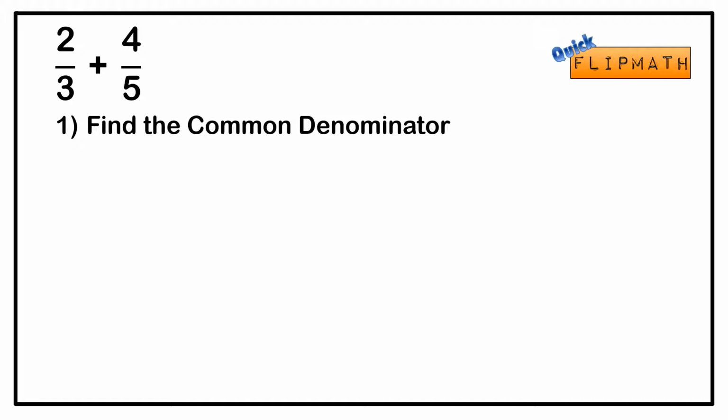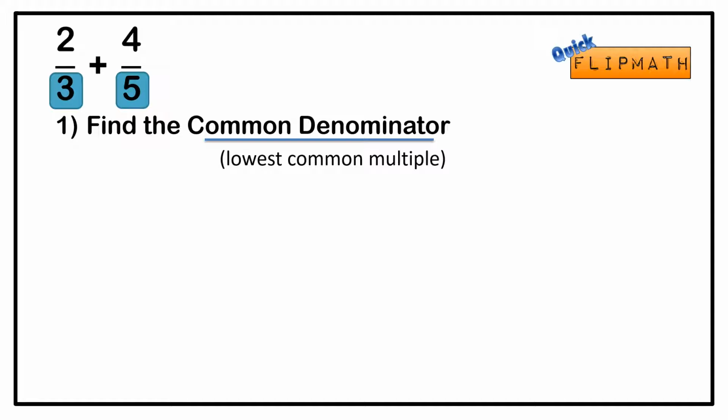The first step in this is to find what's known as the common denominator. We do this by working out the lowest common multiple of the denominators, and the denominators are the bottom parts of the fraction, seen here as the 3 and the 5.